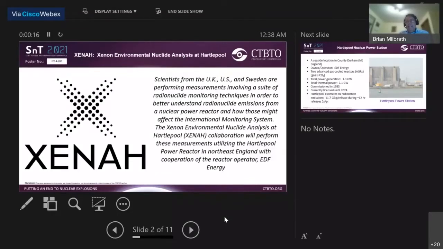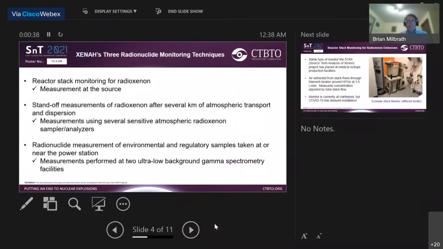So XENA is a measurement campaign of three different radionuclide monitoring techniques that we're going to be using at Hartlepool in order to better understand radionuclide emissions from a nuclear power reactor and how those might affect the international monitoring system. And the three techniques that we're going to use are a stack monitor for radioxenon that will give us a measurement right at the source, standoff measurements for radioxenon several kilometers away after atmospheric transport and dispersion. And the way that we're doing that is we're going to be using three of the new SAUNA Cube radioxenon detector and analyzer systems.